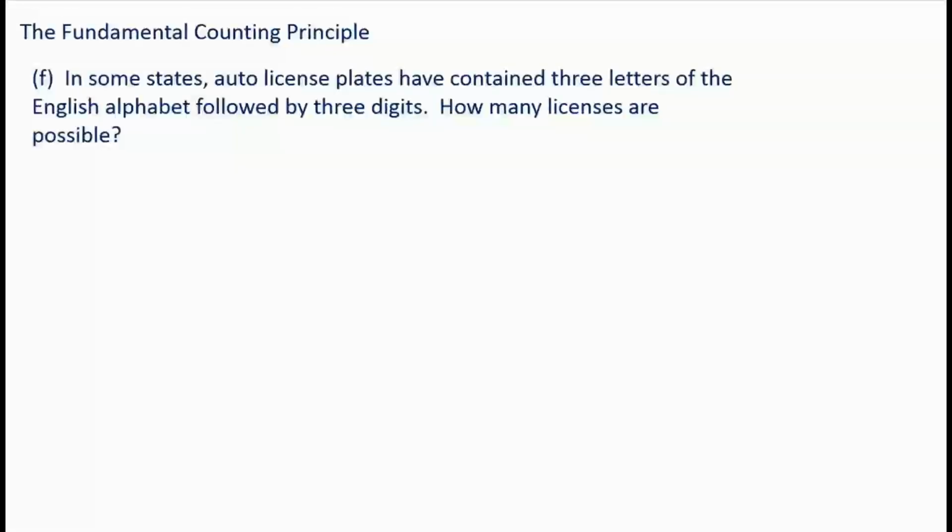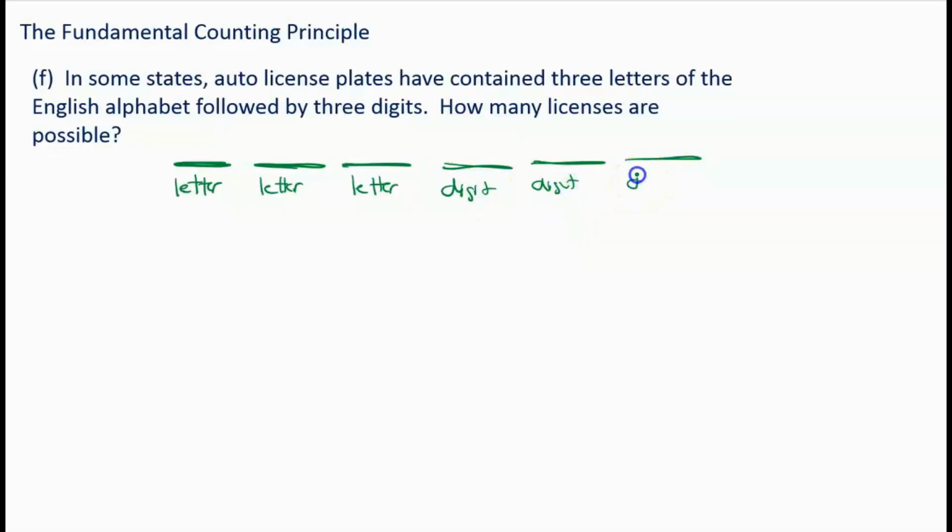And so in example F here, in some states, auto license plates have contained 3 letters of the English alphabet followed by 3 digits. They want to know how many license plates are possible. So let's think about how you build a license plate. Well, for this state, it's 3 letters. So I have a letter, a letter, a letter. I think it always helps to label what your task is. Letter, letter, letter. And then it said followed by 3 digits. So I have a digit, a digit, a digit.